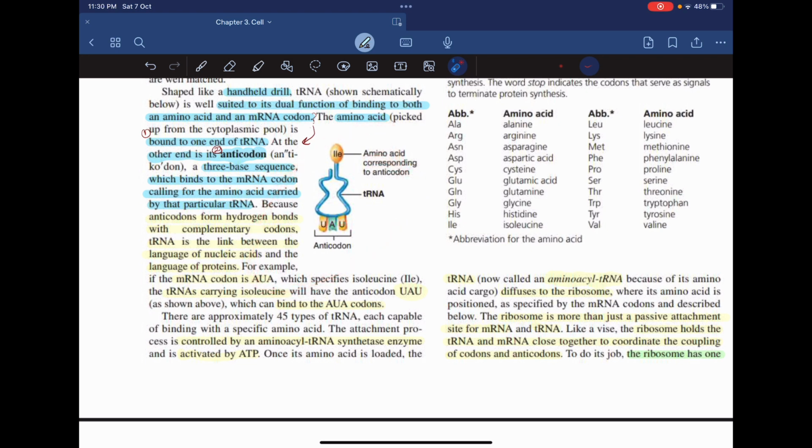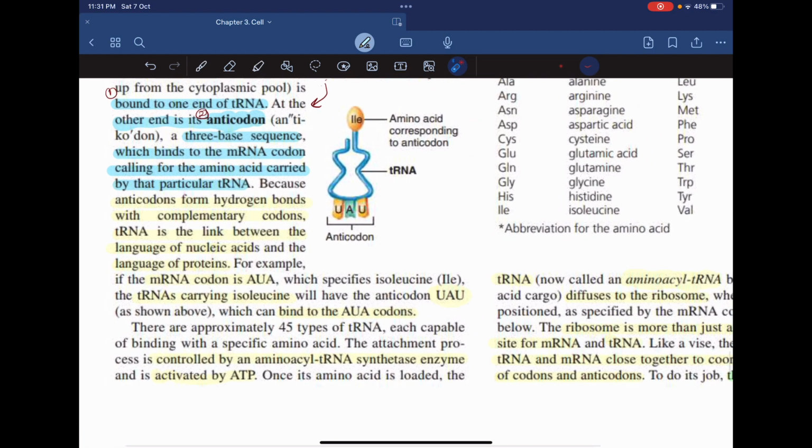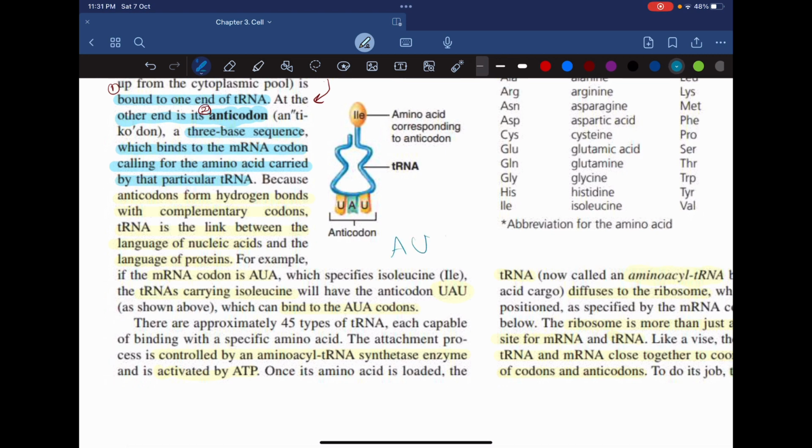If the mRNA codon is AUA, which specifies isoleucine, you don't have to know this, the tRNA carrying isoleucine will have the anticodon UAU. So they are just saying that if we have, as an example, an mRNA codon that is AUCG, then the anticodon will be UAGC. That's it.